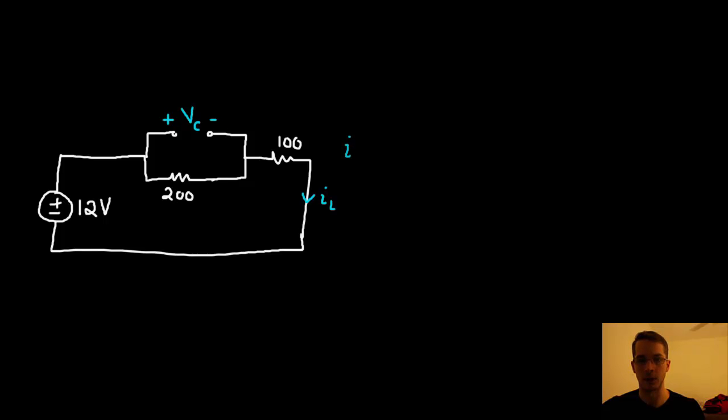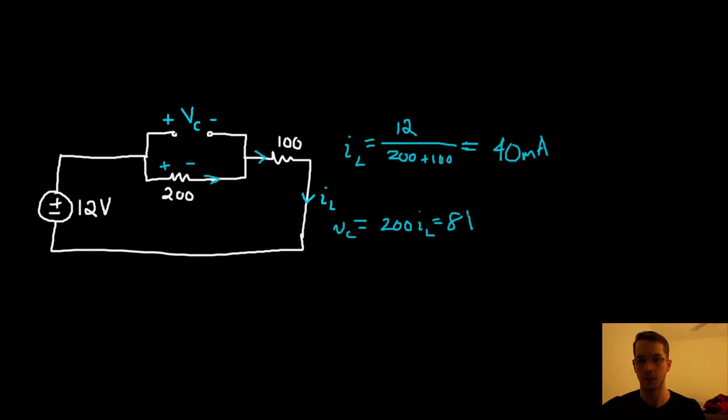So IL is going to be equal to just simply 12 over 200 plus 100 because everything here is in series. So we just get 40 milliamps. Then Vc is just going to be 200 times IL, so we just get 8 volts. Alright, so the energy will just be 80 microjoules.